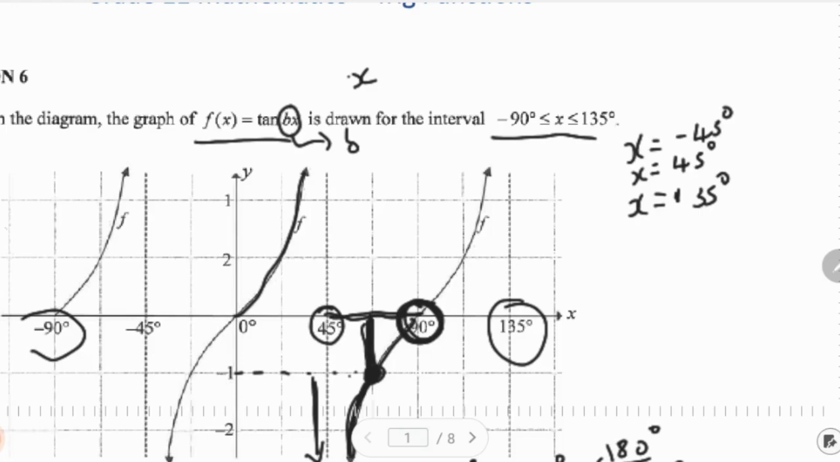So if we shift this 55 units to the left, firstly, we're going to have minus 45 minus 55, which gives us minus 100. And then this one, 45 minus 55 is going to give us minus 10. And lastly, 135 minus 55 will give us 80.